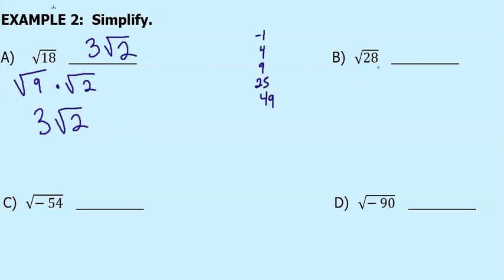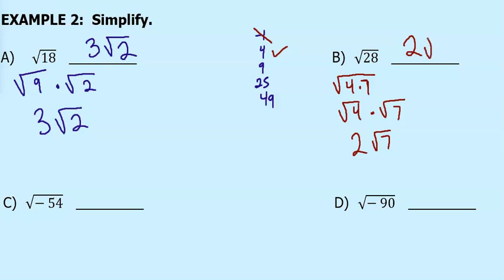Okay, let's do B, square root of 28. There's no negative, so we don't need that one. We can take out a 4. 4 times 7 is 28. We can't take out anything else, so we're done with that. So we have the square root of 4 times the square root of 7. The square root of 4 is 2. The square root of 7 can't be reduced. So your simplified radical is 2 square root 7.